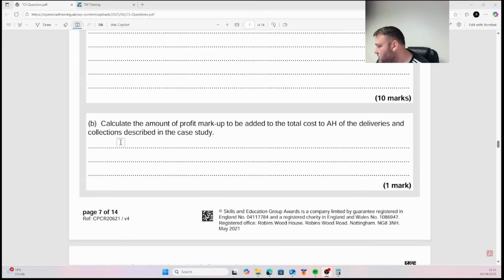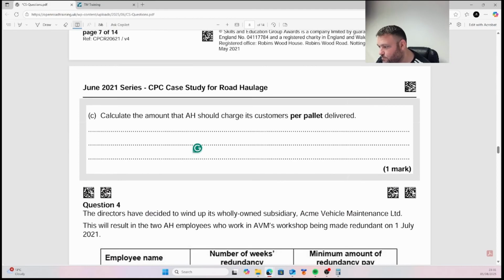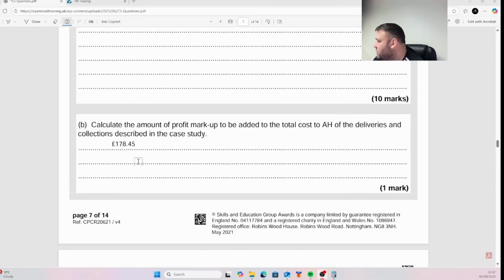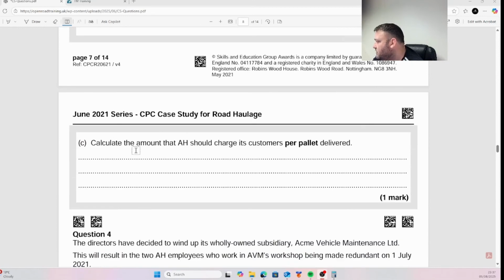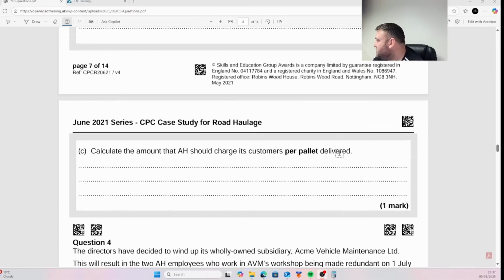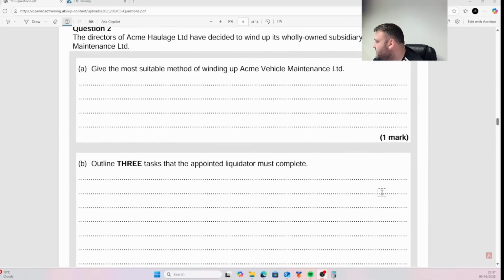So, and here we will put £178.45. That answers that. Now we just have one more part of that question to answer, then we can move on. Calculate the amount that AH should charge its customers per pallet delivered. Notice the word delivered, right? That one there could catch people out. So let's go up and we'll have a look.